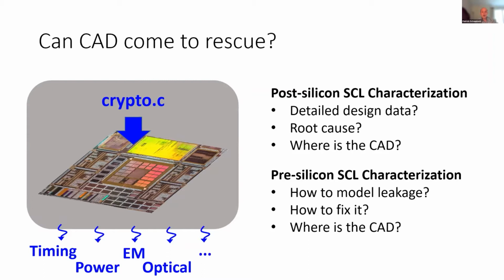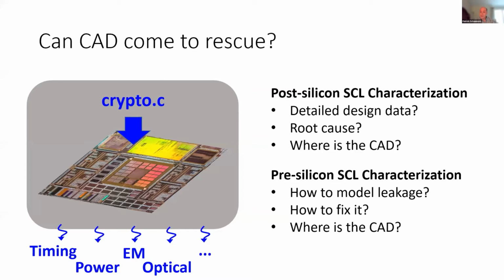And in that case, you're looking at the designer who is designing a chip from scratch. There, the problem is that you do not have the physical artifact available of your chip. And as a result, you have to choose how you're going to model side channel leakage. How do you model power? How do you model electromagnetic emissions or even optical effects? And once you understand how they are created, how can you fix it?